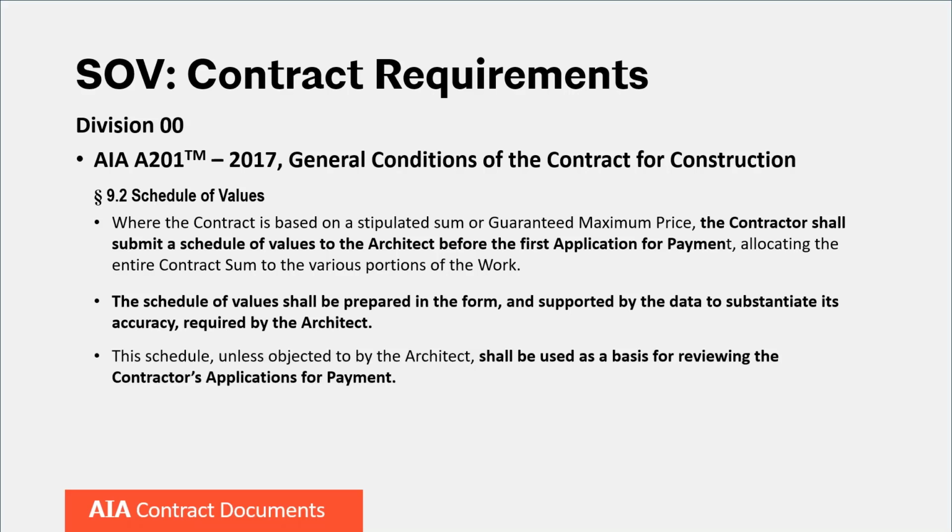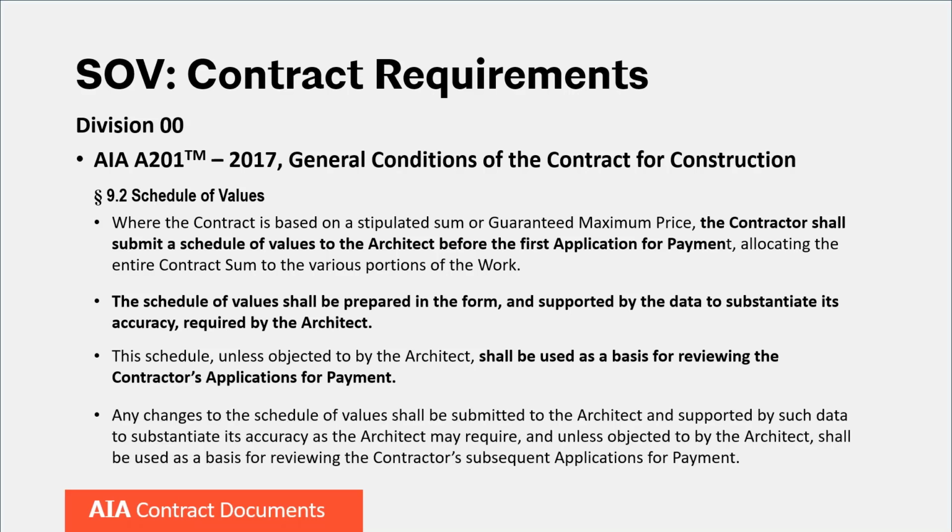Section 9.2 goes on to stipulate this schedule, unless objected to by the architect, shall be used as a basis for reviewing the contractor's application for payment. Any changes to the schedule of values shall be submitted to the architect and supported by such data to substantiate its accuracy as the architect may require, and unless objected to by the architect, shall be used as a basis for reviewing the contractor's subsequent applications for payment.